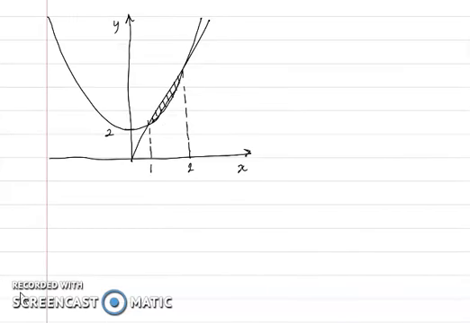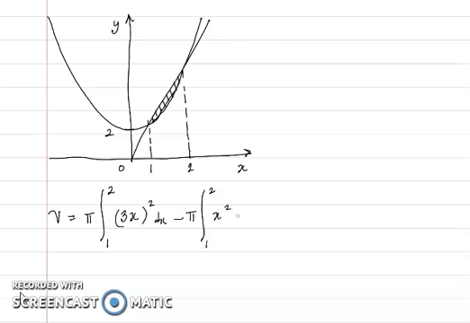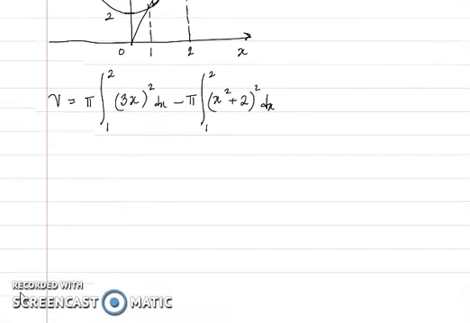All right, so that's just a quick idea of what my situation looks like. So the volume would be equal to pi the integral from 1 to 2 of f of x, which is the higher graph, 3x, and we need to square it, dx, minus pi the integral from 1 to 2 of the lower, in this case the curve, x squared plus 2, squared, dx. All right, I'm going to find both of these separately.